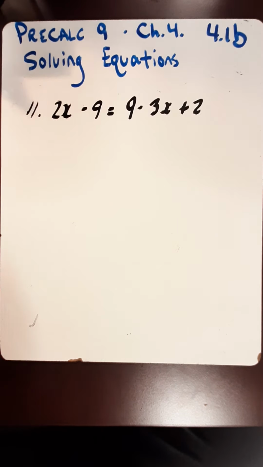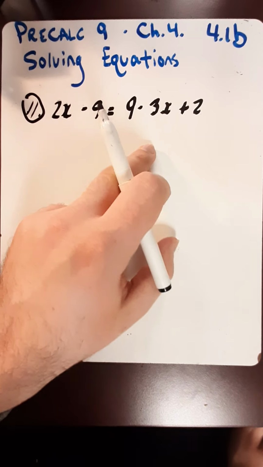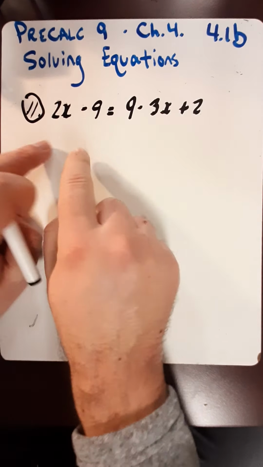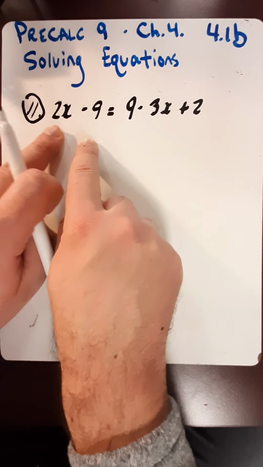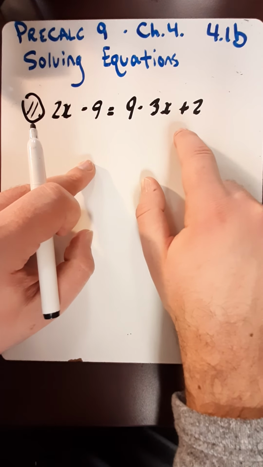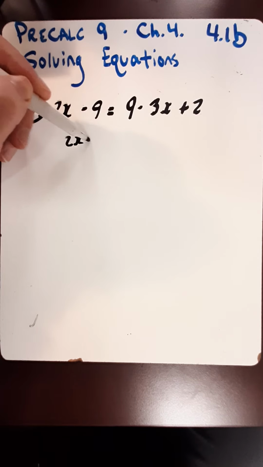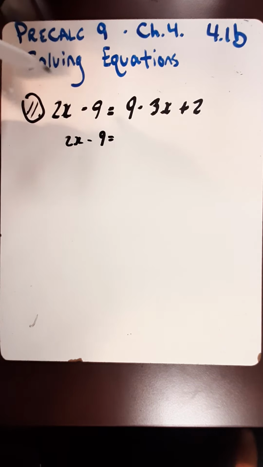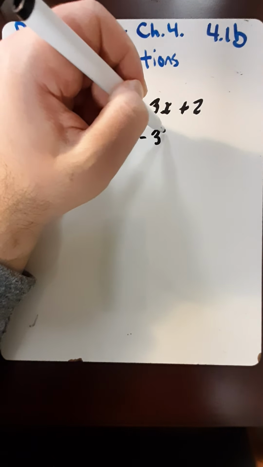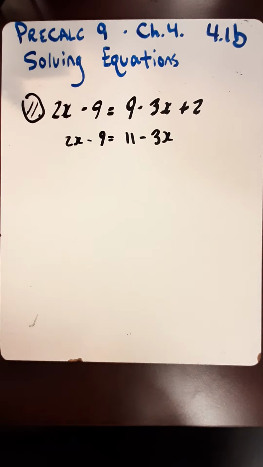Okay, here's another one. This is question 11. 2x minus 9 equals 9 minus 3x plus 2. Okay, so just like in the last question, we'll collect like terms if we can. On the left-hand side, I don't think we can simplify that anymore, but on the right-hand side, we have 9 plus 2. 9 and 2 gives us 11. Okay, 11 minus 3x. And so this is similar to the previous question.